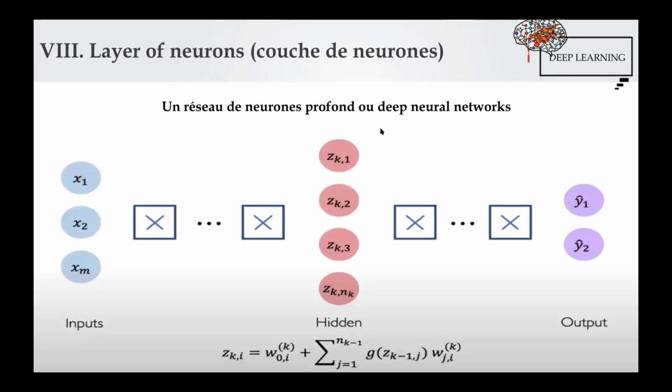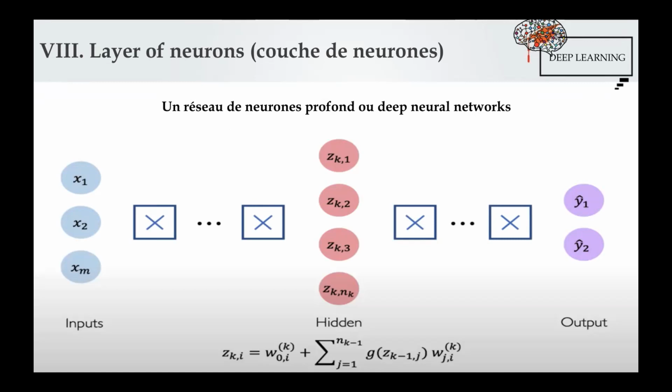Ici, on a un réseau de neurones profond, c'est ce qu'on appelle le deep neural network. Il y a plusieurs couches. Et comme j'avais dit tout à l'heure, la propagation se fait de la même manière. On va prendre ces couches une par une, ça va aller de la gauche vers la droite.